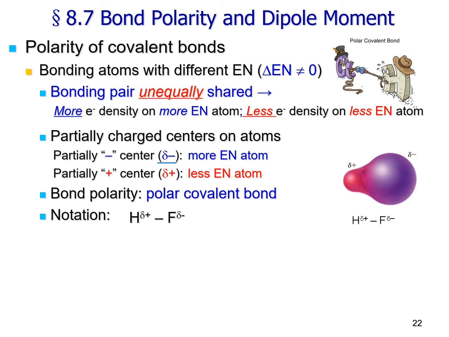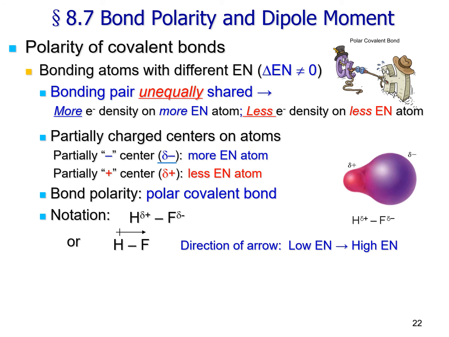Since there's a charge buildup, the bond is polar, so we call it a polar covalent bond. Speaking of notation, we can put delta plus on the less electronegative atom and delta minus on the more electronegative atom. But it is the second notation that I like the most.